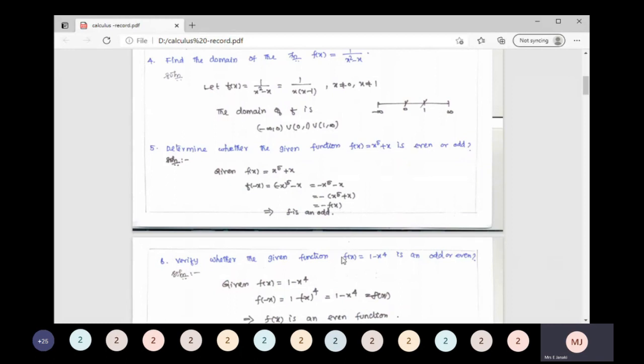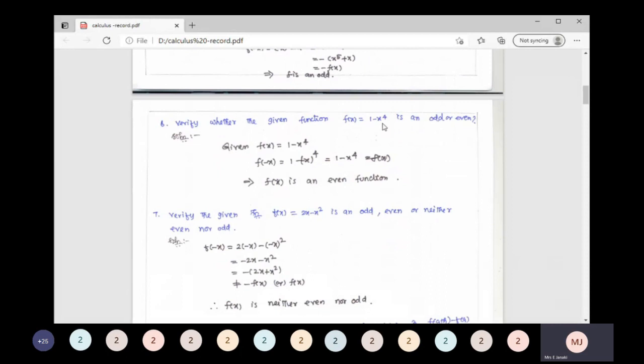Now see the next example. F of x is equal to 1 minus x to the power of 4. Now we have to check whether the function is even or odd.